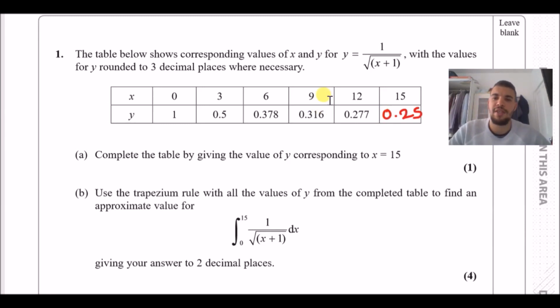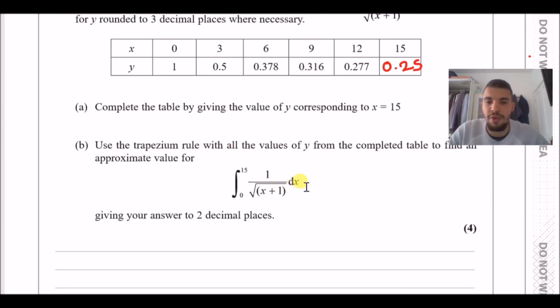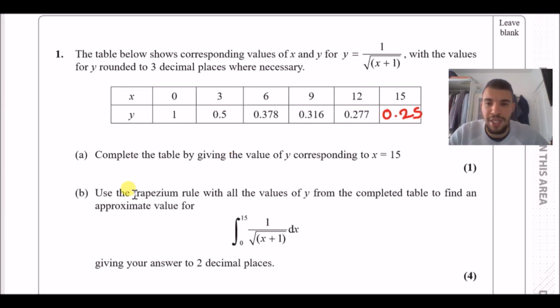Okay, not bad. B. Use the Trapezium Rule with all the values of y from the completed table to find an approximate value of this integral. Now guys, we never evaluate this integral because this is something you do at the C3-4 level. You're not taught how to integrate this. You could actually integrate this, but you'll get no marks because they specifically tell us to use the Trapezium Rule.